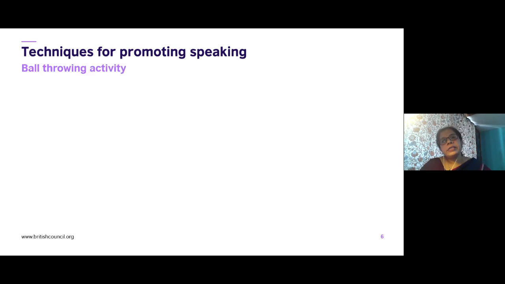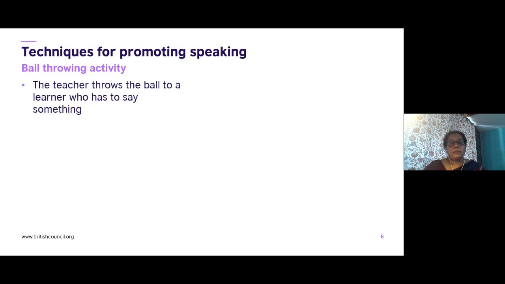Right. So the first technique that we are going to talk about is a ball throwing activity. It's a very simple activity and a low resource one. The teacher needs a ball for this. She uses a ball which she then throws to a learner or a student who has to say something. For example, it could be an introduction that the student has to give, along with some additional information like her favorite hobby.